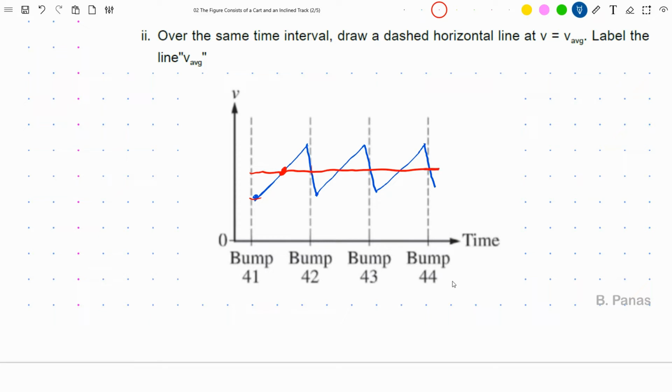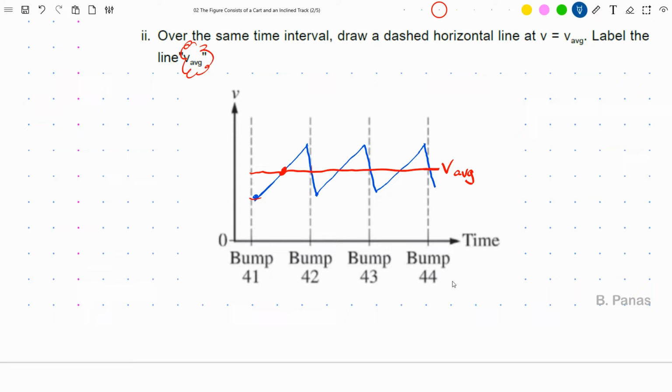Of course, you can use a straight edge if you're doing this yourself, or even the edge of your calculator. I'm just kind of freehanding this, so hopefully that is sufficiently clear that that is a straight horizontal line. Don't forget that they told me to label the line VAVG. And again, let's stick with exactly their notation. Let's not try to change that. So label this VAVG. All right, so that should do for subpart 2.